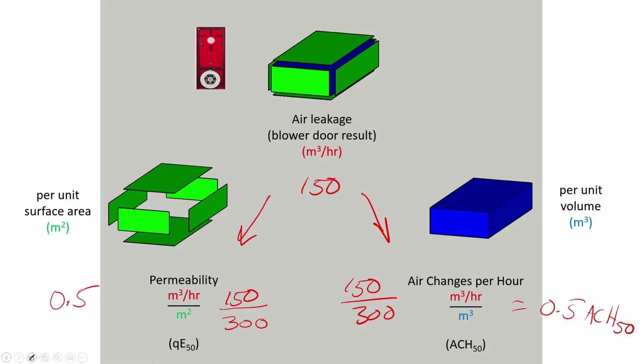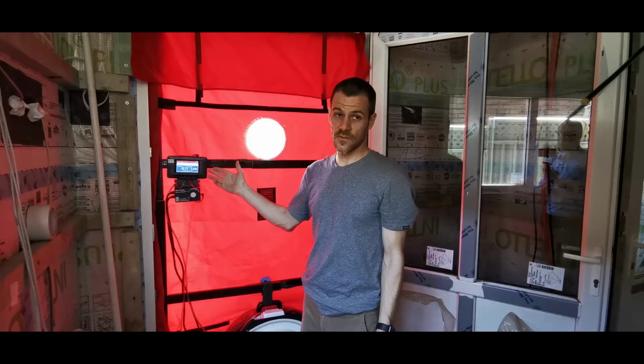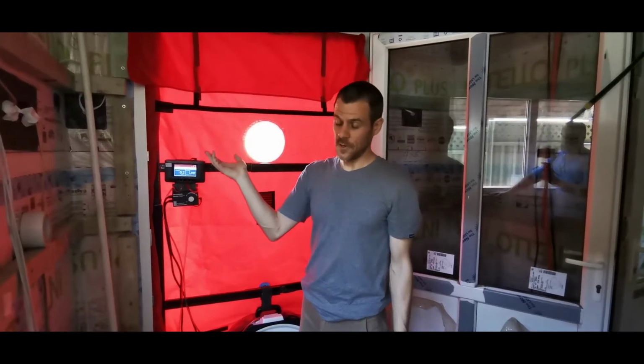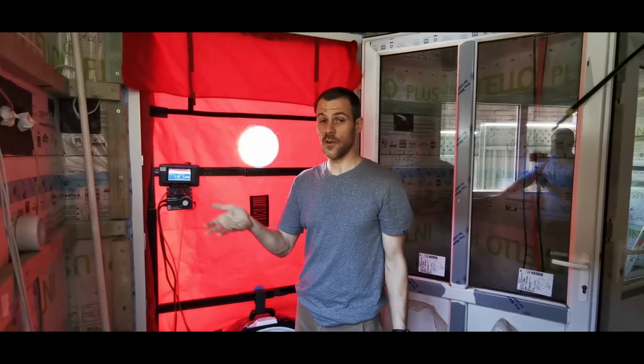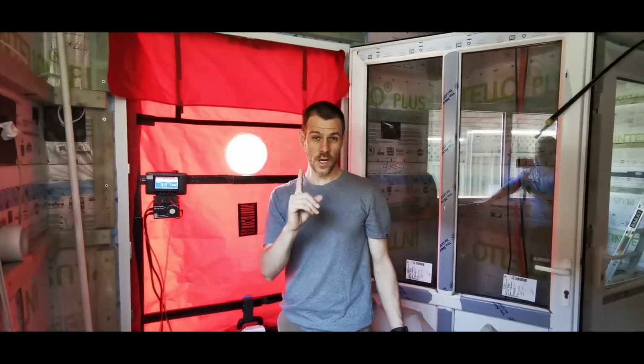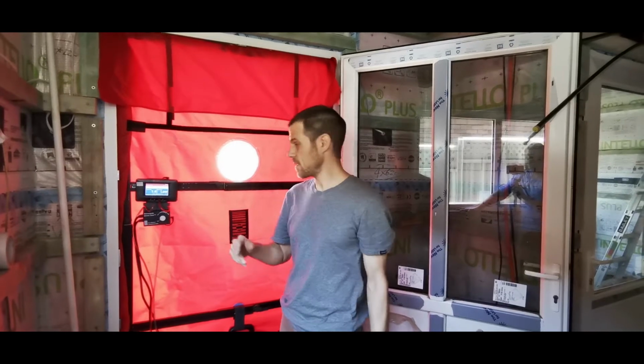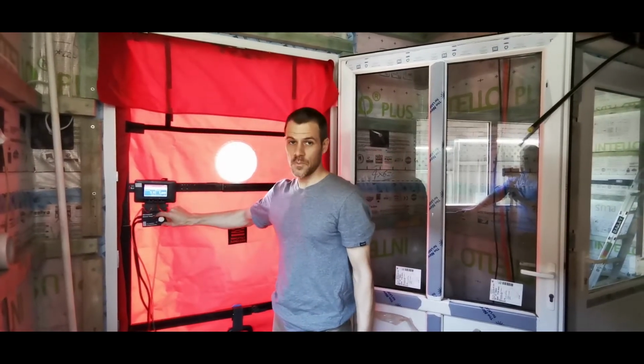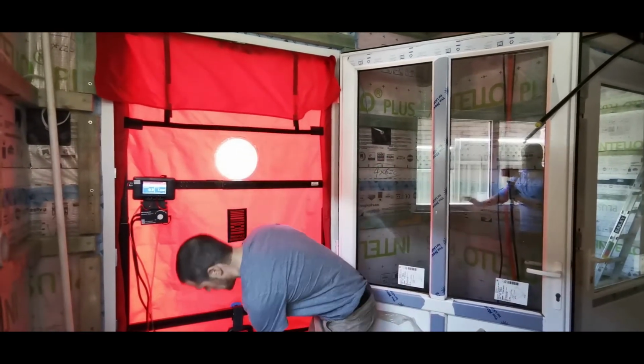So this is important because this is what codes are mostly going to be using, a surface area metric, because it accounts for leakage performance in any shape of house. Say the leakage is 500 cubic meters an hour. 500 cubic meters an hour divided by 500 cubic meters of volume equals 1 air change per hour. It's simple math.